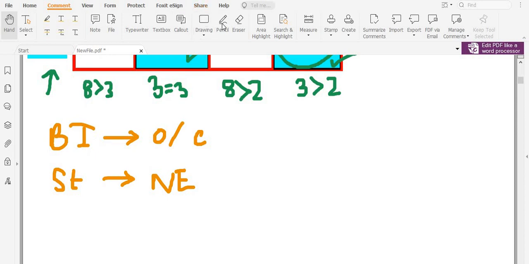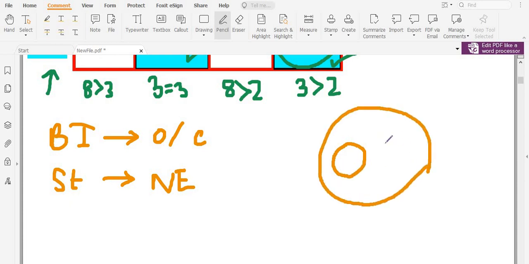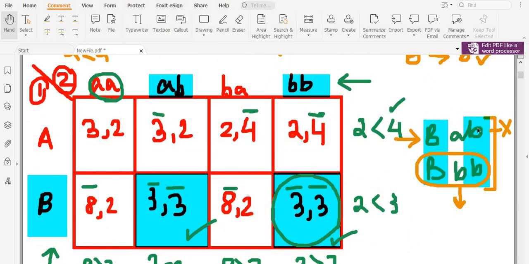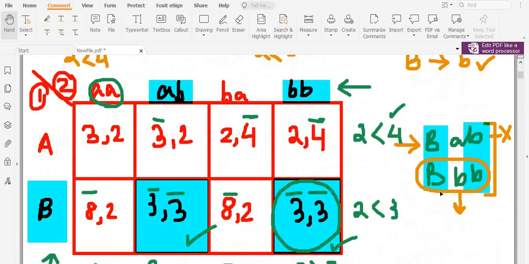We can use a Venn diagram to express this: all backward induction outcomes are Nash equilibria. So if this is the set of Nash equilibria and this is the backward induction outcome, it means that all backward induction outcomes are part of the Nash equilibria, but there exist some Nash equilibria which are not backward induction outcomes. This one is a Nash equilibrium but not a backward induction, whereas this one, as we can find here, is both a backward induction outcome as well as a Nash equilibrium.